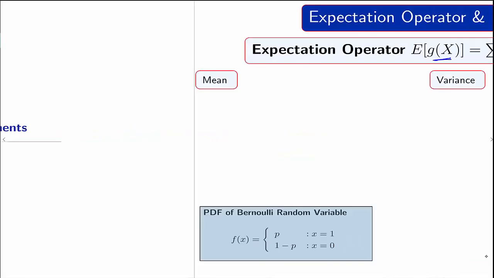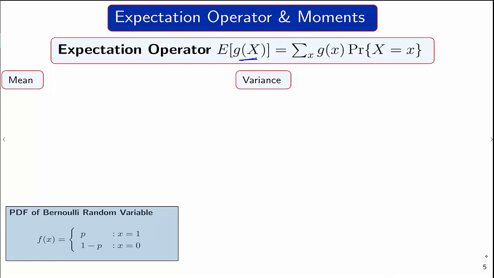We'll now move on to define the expectation operator and the moments of a distribution, especially the mean and the variance. So the expectation operator E performs an operation on some entity. So E of g of x, and g is just any arbitrary function. For example, we could just have g of x equal x, or g of x equal x squared, and so on.